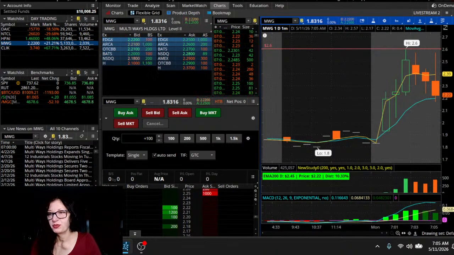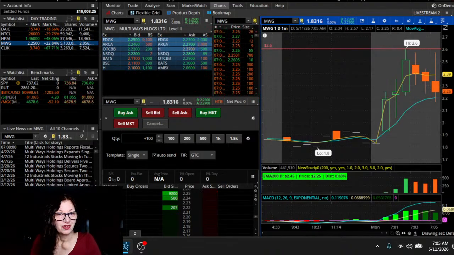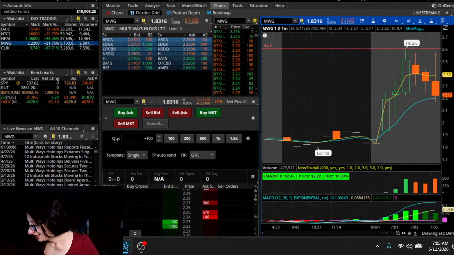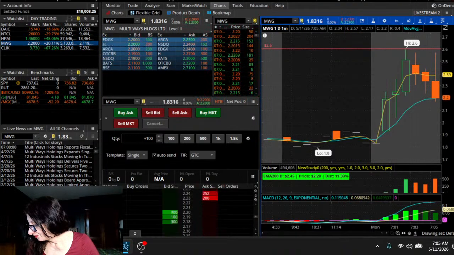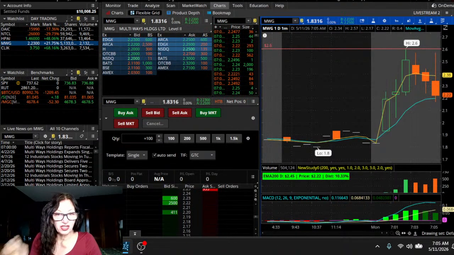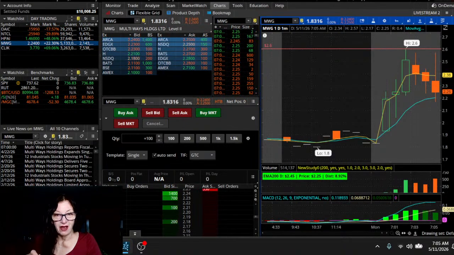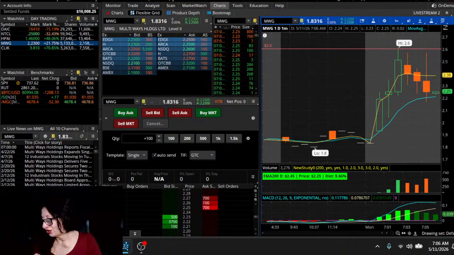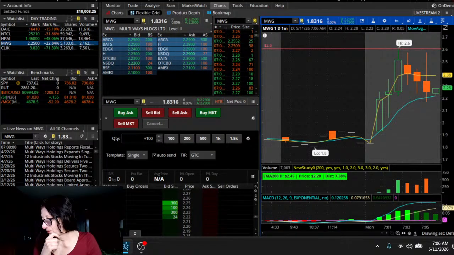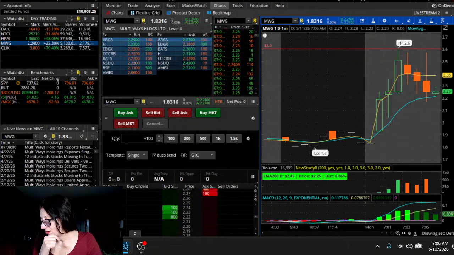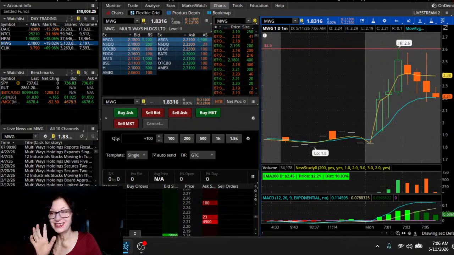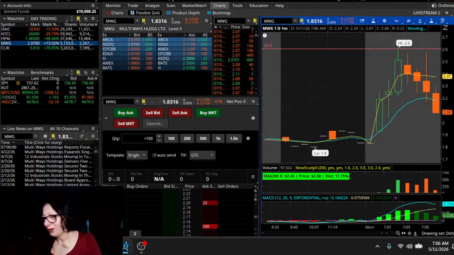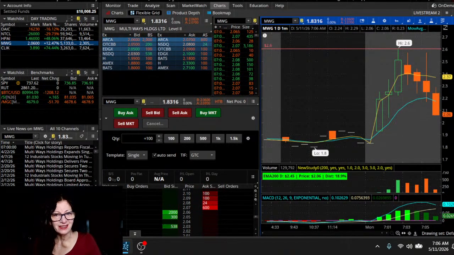Oh, but now we're below VWAP. So, okay. So is it the exponential moving average on the current chart or the daily chart? Oh, okay. The distance in a percentage. All right, awesome. Wow, that's really great.